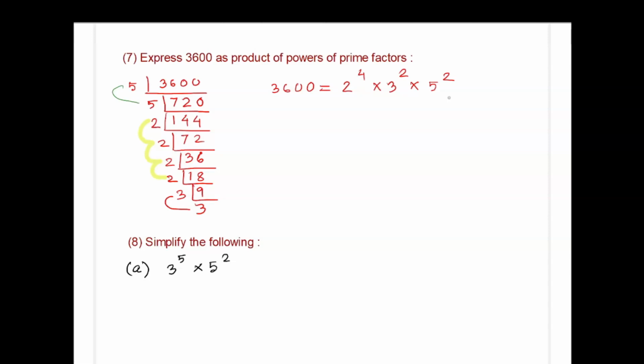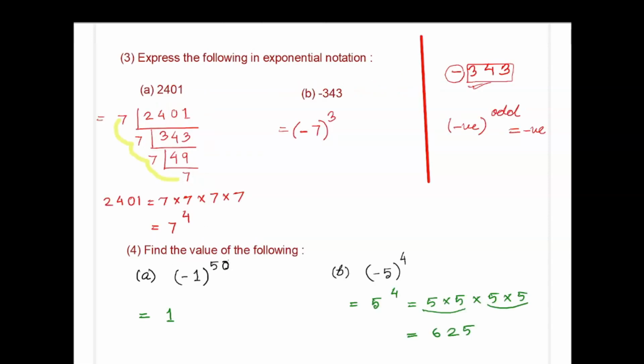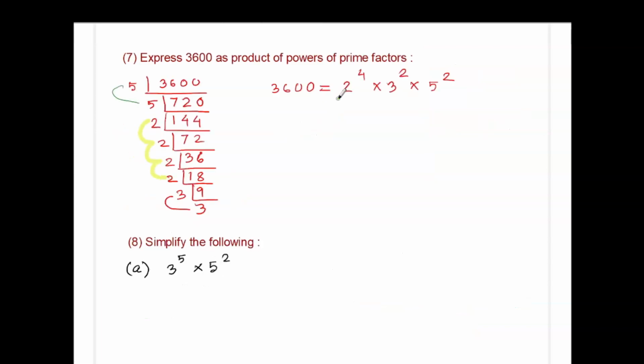But here all the numbers are what? Same. But here different prime numbers are there. Next question is simplify the following. It is 3 to the power 5 and 5 to the power 2. So simplify means you have to find out the value only, no other way.